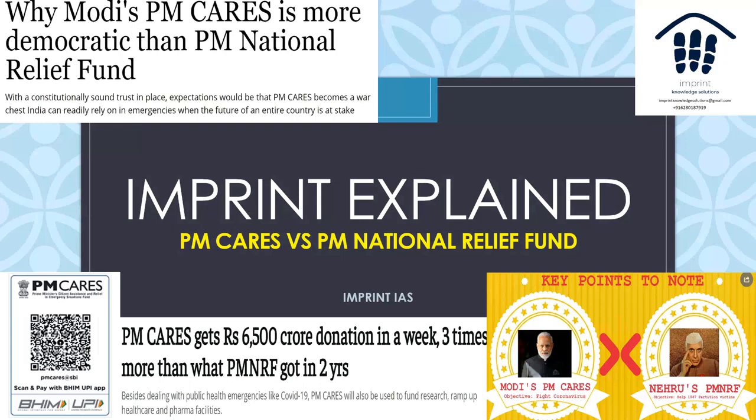In case you want to donate for COVID, PM Cares at SBI, that is the UPI app, and the barcode is also there. You can scan it even.